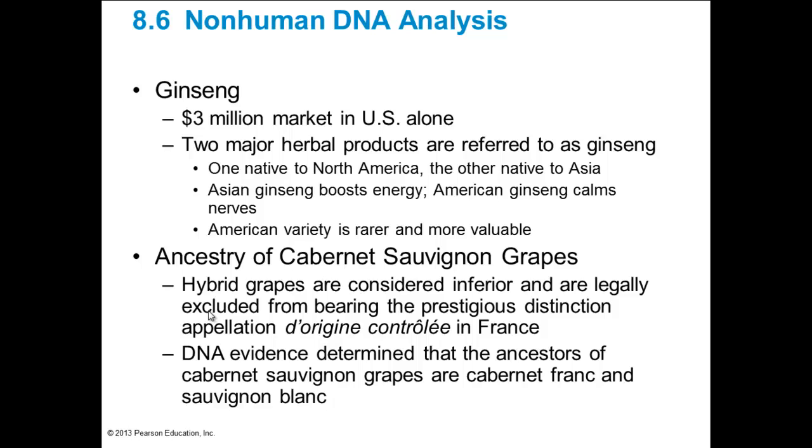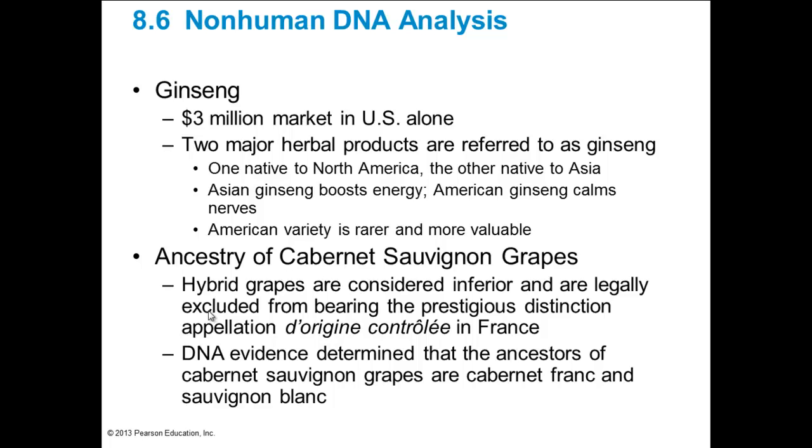Same thing in terms of winemaking. Cabernet Sauvignon is a type of wine, and it comes from grapes that are grown in a particular region in France. And hybrid grapes, which are not purely Cabernet Sauvignon grapes, are considered inferior, and they're excluded from having the prestigious distinction appellation d'origine contrôlée in France.